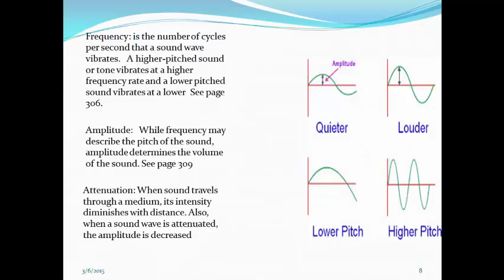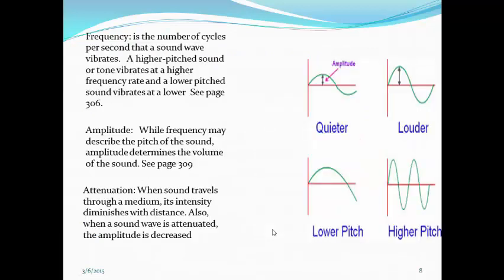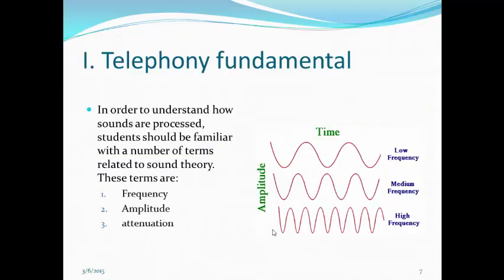If you see this in the diagram, if you have a low frequency, and the other one is a high frequency, you see there are more cycles per second. So that means a higher pitch sound or tone vibrates at a higher frequency rate. They are more frequent, as you can see in the previous one here.